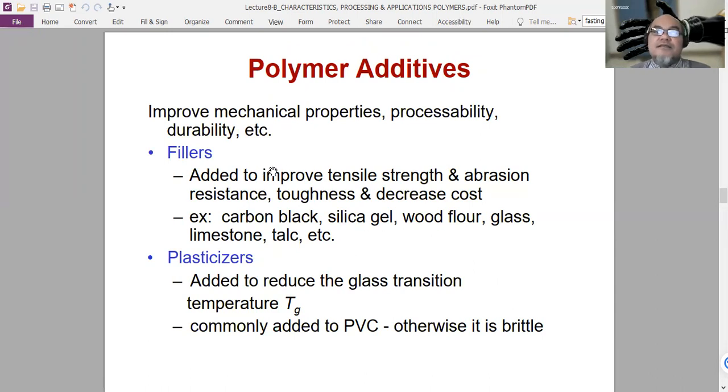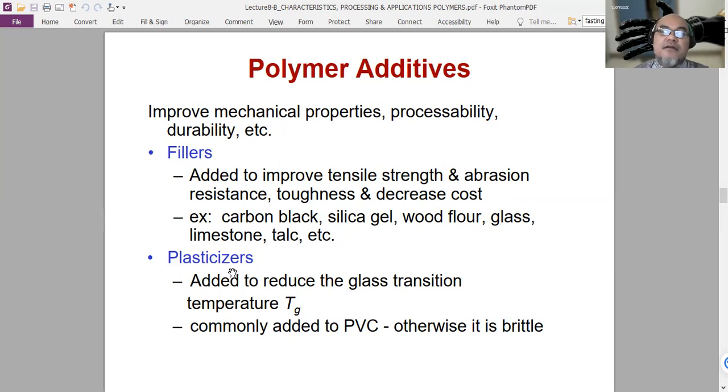A polymer additive is a material that can be used to improve the mechanical properties of the polymer, or to make the polymer more processable or more durable. For example, an additive can function as a filler, added to improve the tensile strength of the polymer, or abrasion resistance, or toughness, or otherwise decrease the cost, like carbon black and silica gel. Wood flour and glass can also be added to a polymer to add strength, as can limestone, talc, etc.